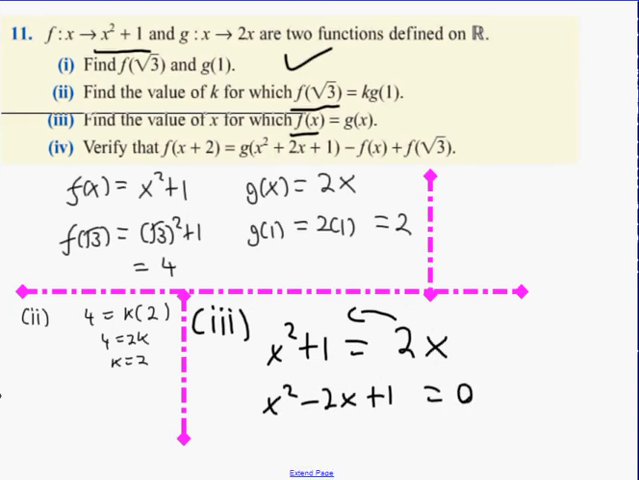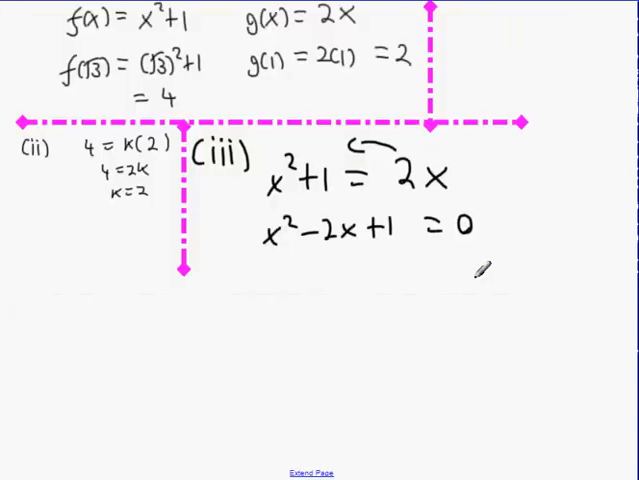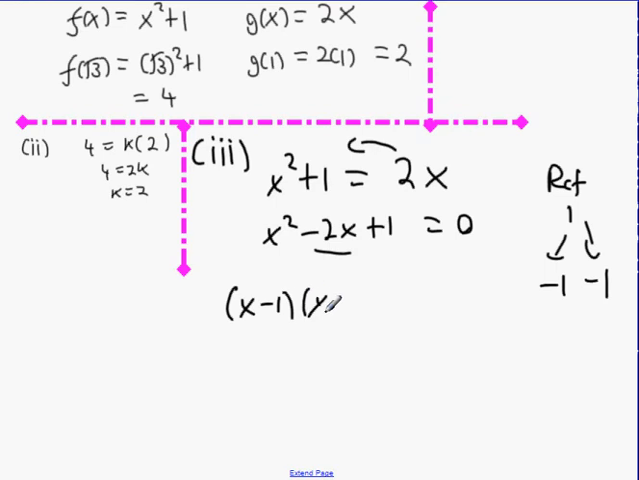What do we do now, guys? What's the reference number? 1. And what are the 2 numbers you should break up into? Minus 1 and minus 1, minus 2 in the middle. So x minus 1 bracket squared, x minus 1 equals 0, x equals 1. Are we happy with that? Grand.